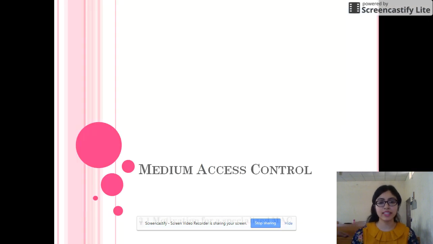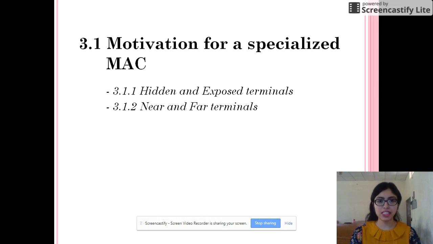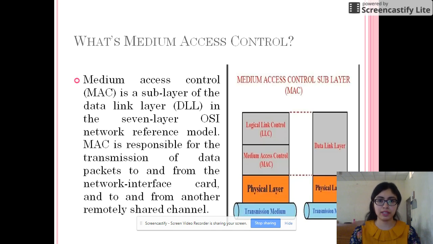Hello, my name is Avantika Vyas, and I'm going to explain what MAC access control is and the reason for a specialized MAC. Why do we require a specialized MAC? Here I will explain its two basic and major problems. Those are hidden and exposed terminals, and near and far terminals. But before diving into this, let me first introduce what MAC is.